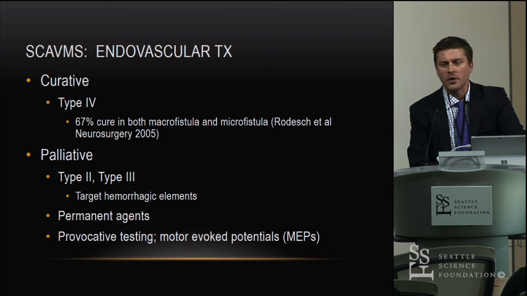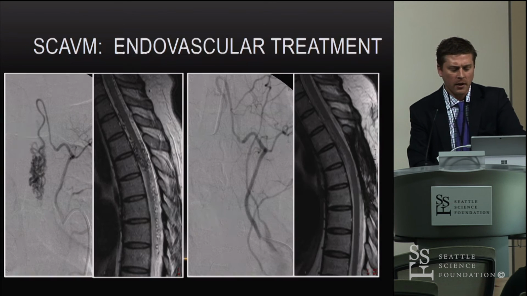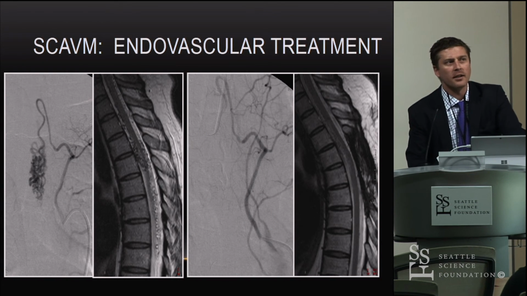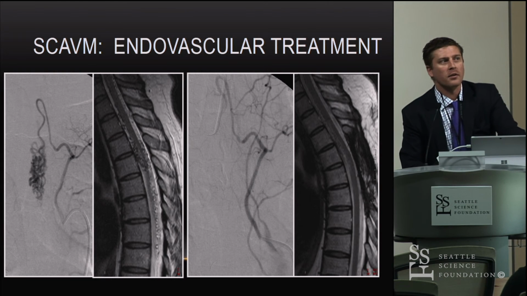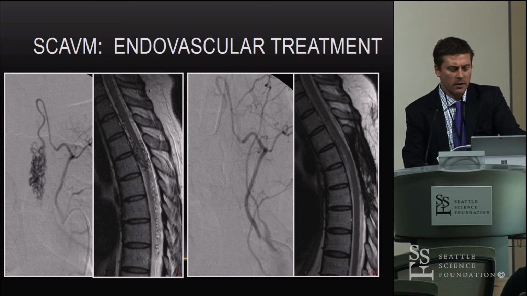For type 2s and 3s, again, really rare lesions. It's mostly palliative treatment. This is an example of embolization. You can see there's one large feeder and then that nidus there, and this is treated with Onyx. And you can see resolution of the T2 flow voids.